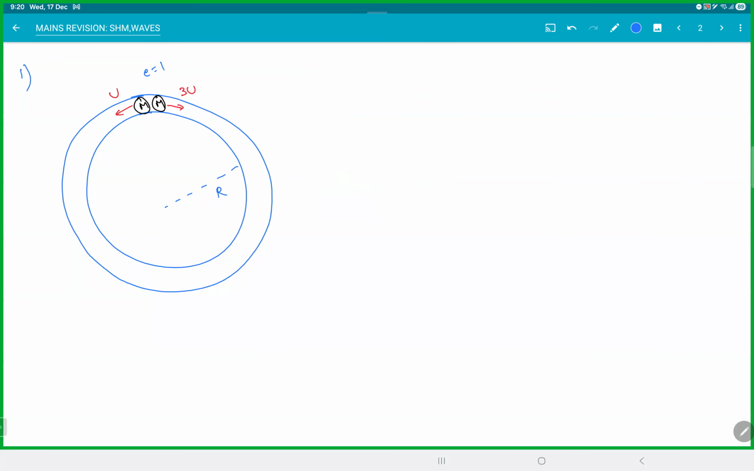Now, the thing is, since the balls are identical, they'll exchange velocities after every collision. Now we can get the time period here, t, which will be 2πr by 4u. This is the time interval between two collisions. The relative velocity is 4u and the distance is 2πr.